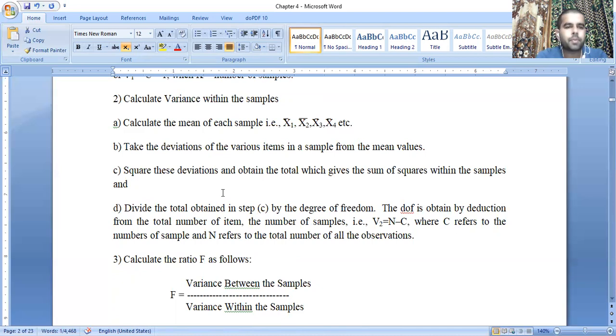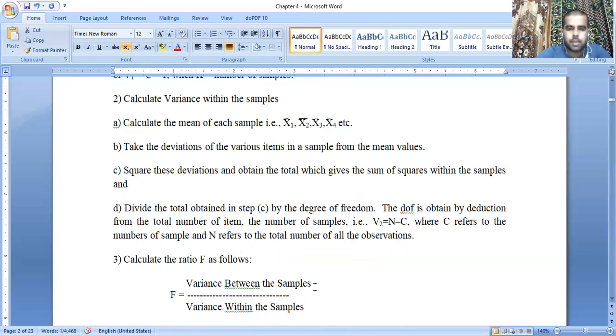Then step D: divide the total obtained in step C by the V2 value, that is N minus C. The DOF is obtained by deduction from the total number of items minus the number of samples, that is V2 equals N minus C. Then after getting the V2 value, we divide: MSE equals SSE divided by N minus C. Then finally you will get the MSE value.